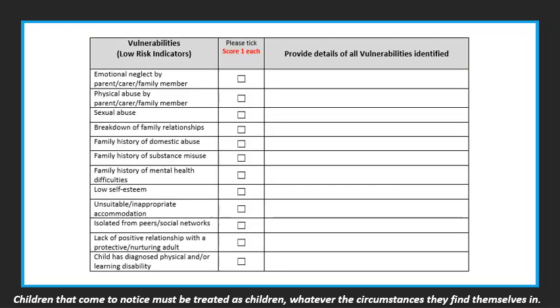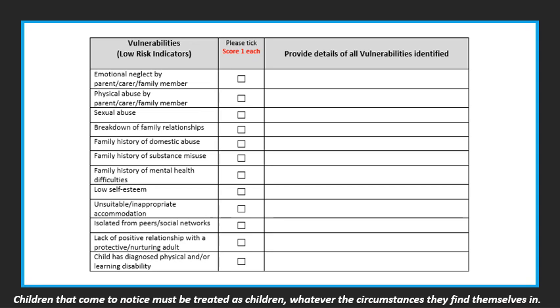To begin with, you will be asked to complete a front page detailing some information about the child and yourself. Once you have completed this, you will come to the first section, which is the low risk indicators or vulnerabilities. In this section, we are asking you to think about whether these factors have increased the child's vulnerability to exploitation.